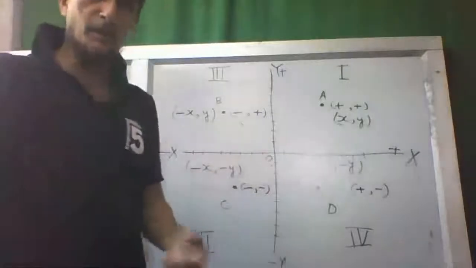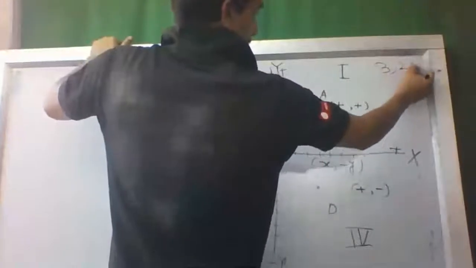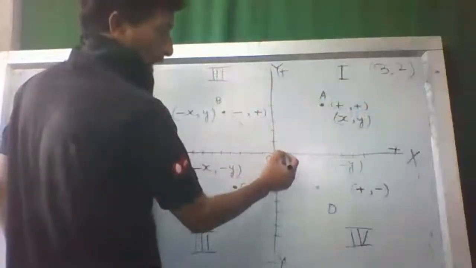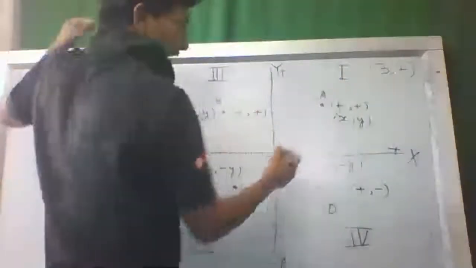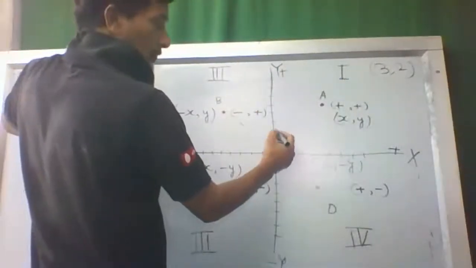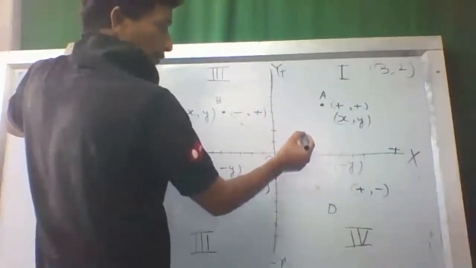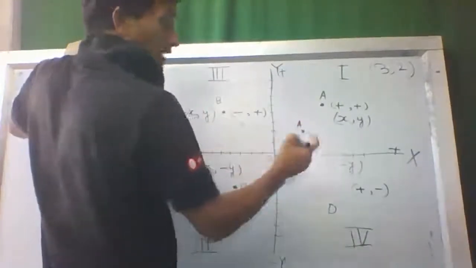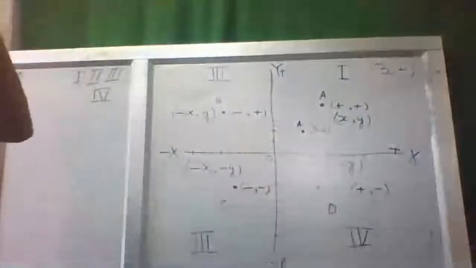Suppose I write 3, 2. It means on the axis I will go 3 points to the right from the origin: 1, 2, 3. And 2, I will go upward: 1, 2. So I will draw a straight line here and a straight line here. Where they meet together is our reference point A. Now its coordinates are 3, 2. I have mentioned it here.